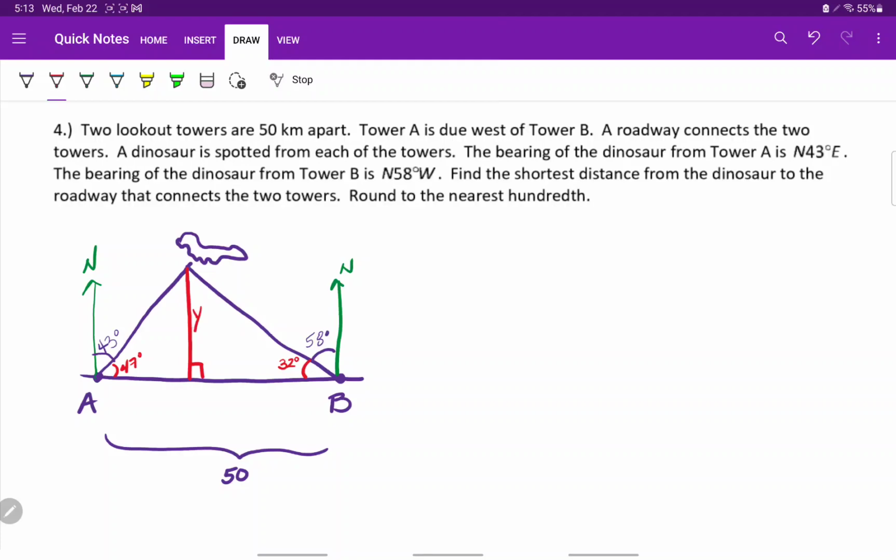I'll call it Y. Now, the big mistake I saw with this problem is that people said, oh, this side's going to be 25 and this side's going to be 25. And we don't know that to be true. Right? It didn't say it was in the middle. The bearings are different numbers. We can't make that assumption. So what we're going to do instead is we're going to let one of the bottoms be X. And then because they told us the total was 50, this other one is going to be 50 minus X.